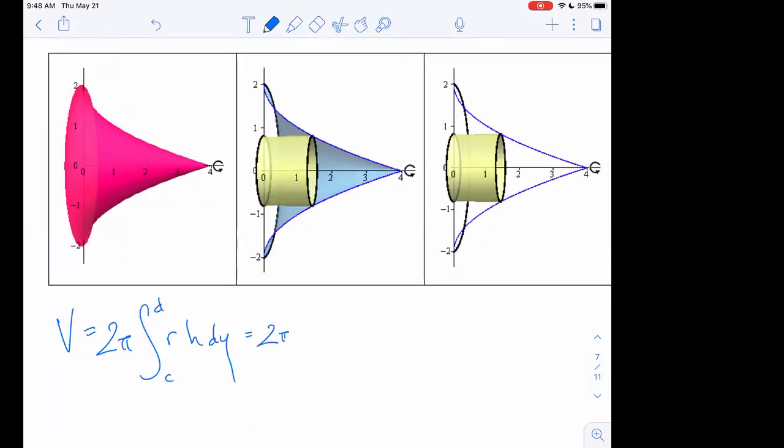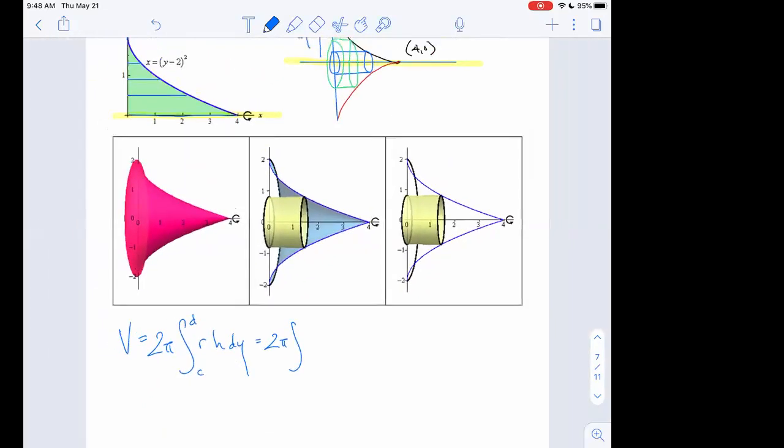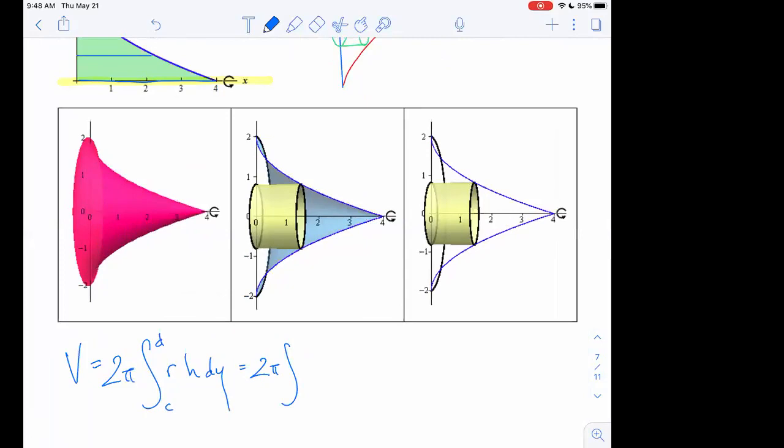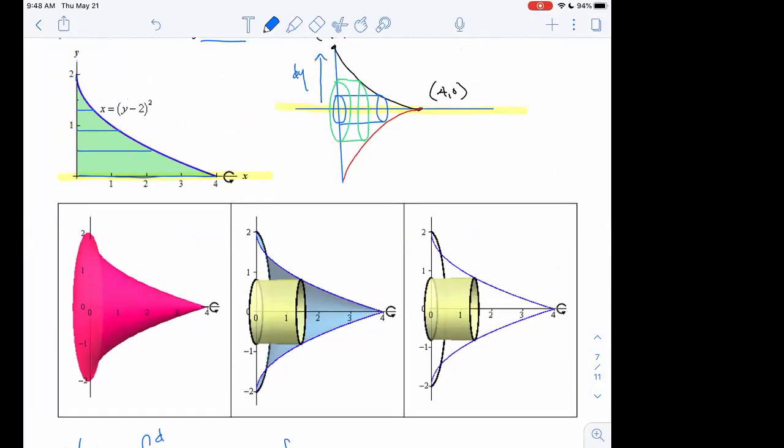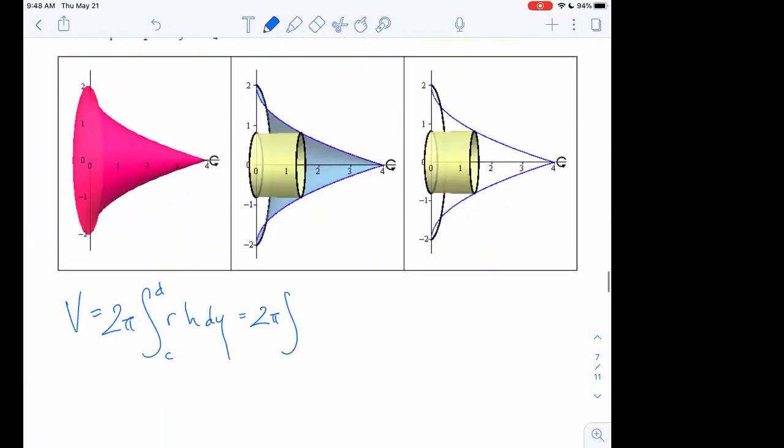Now let's keep the 2 pi here, okay? So if I'm looking for my c and d values, I need the smallest y value of my original diagram and the biggest y value of my original diagram, okay? So my smallest y value is at 0, my biggest y value is at 2. So I'm gonna go from 0 to 2.